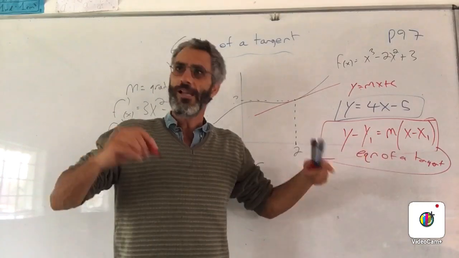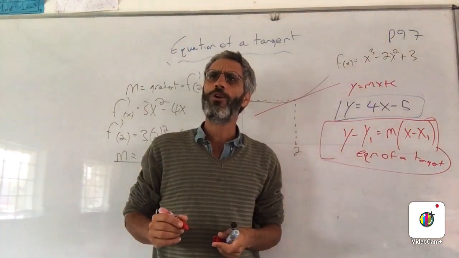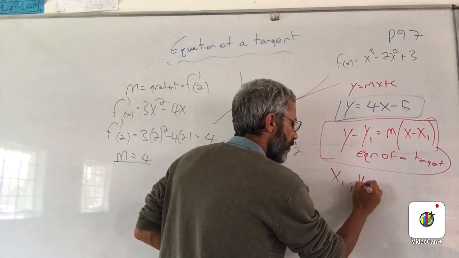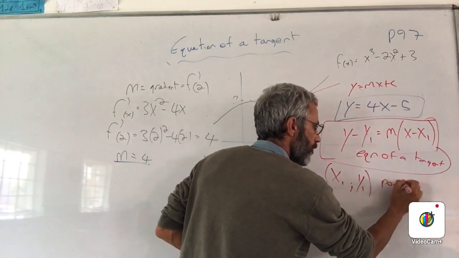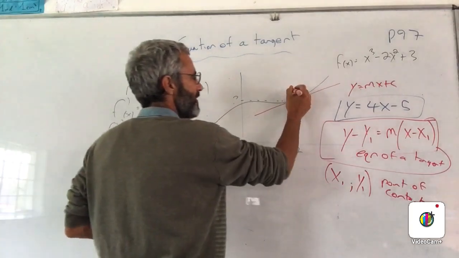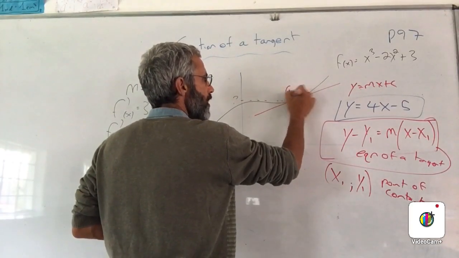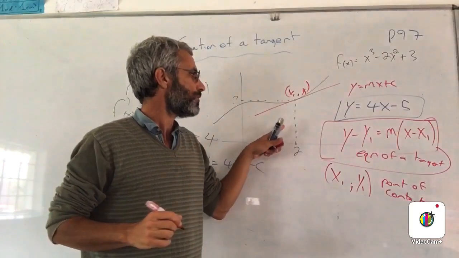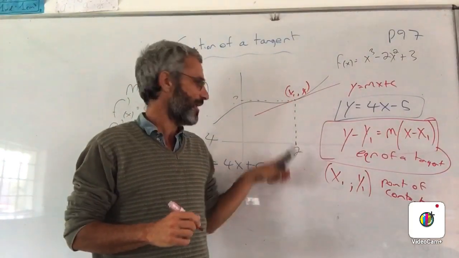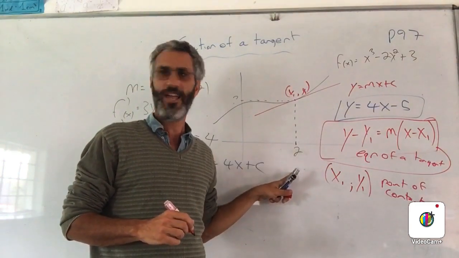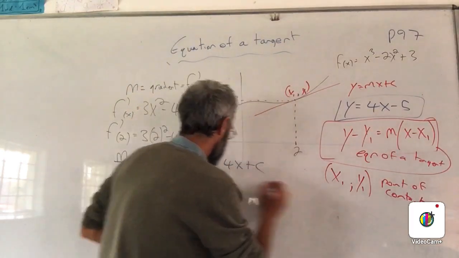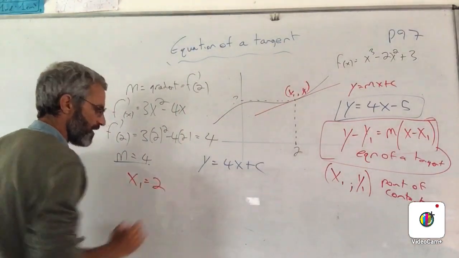It's the point. What did you call it, Simon? It's the point of contact. So x1, y1 is the point of contact. It's basically this. You will always be told what the point of contact is. I might not tell you what the y is, but I certainly have to tell you what the x is. So the tangent is going through this point of contact. In this case, they told me that x1 is equal to 2.